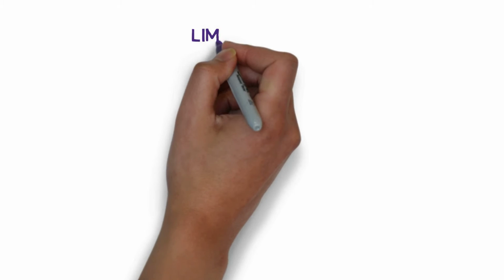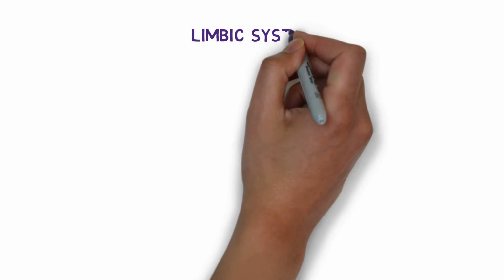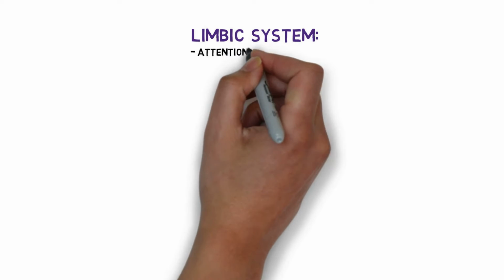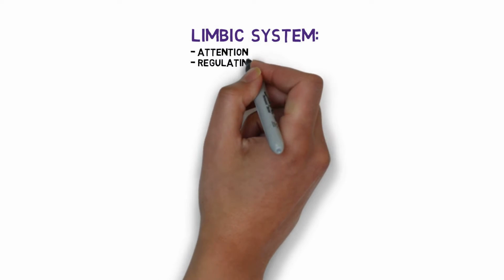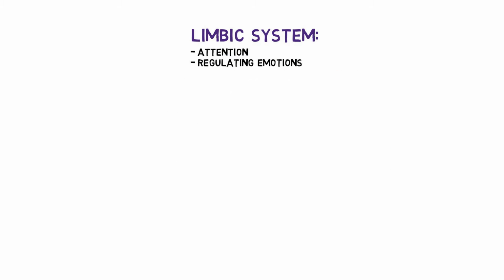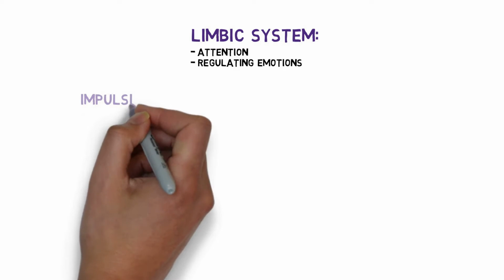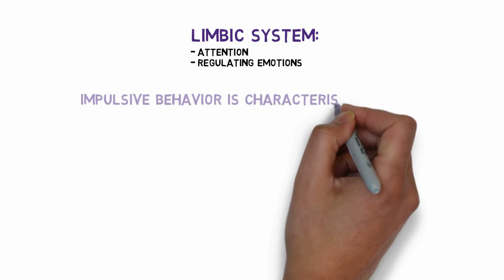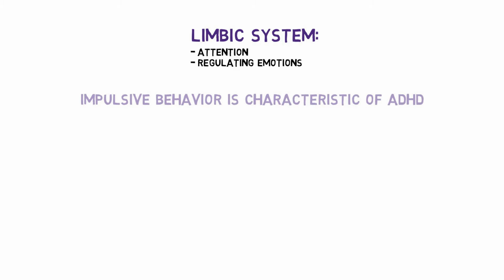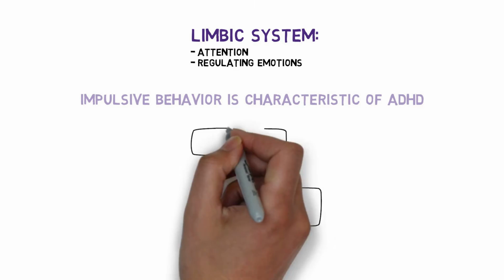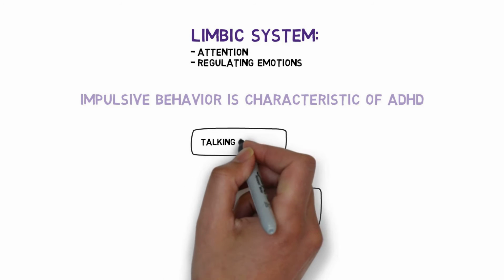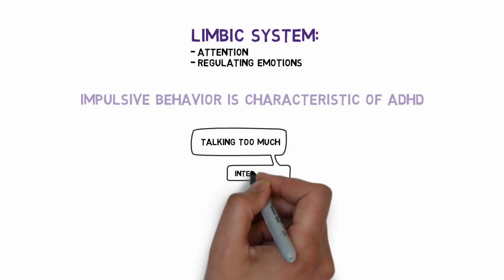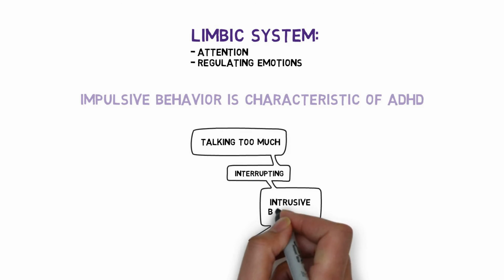The limbic system is also a targeted region of the brain regarding ADHD. It plays a role in attention as well, but it is also largely responsible for regulating our emotions. This is why people with ADHD can sometimes act impulsively, as their ability to identify and process such emotions is vague. In children, this can present itself in talking nonstop, interrupting others, or behaving in ways that are intrusive to others.